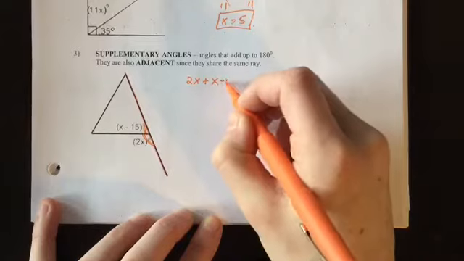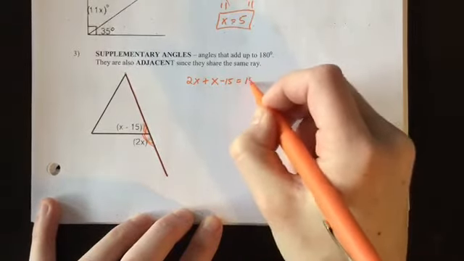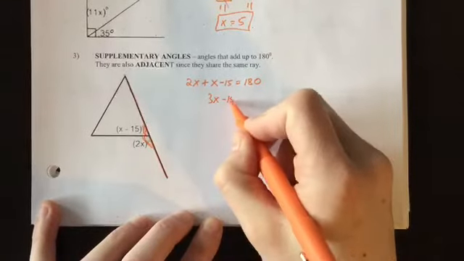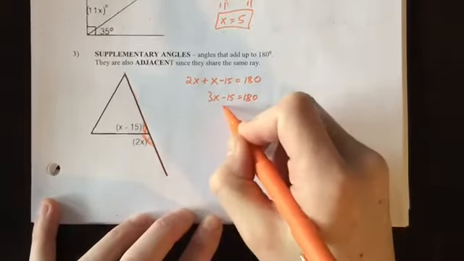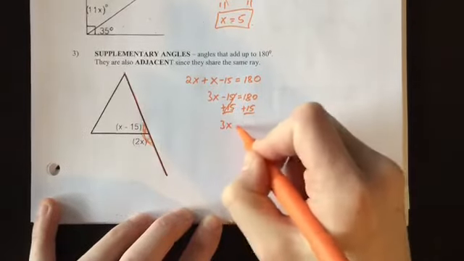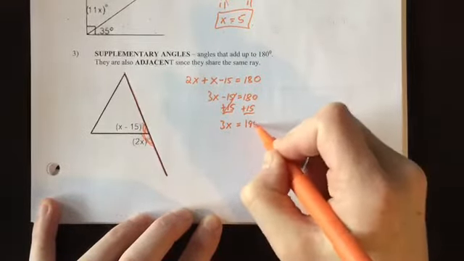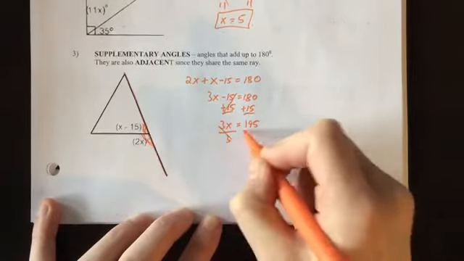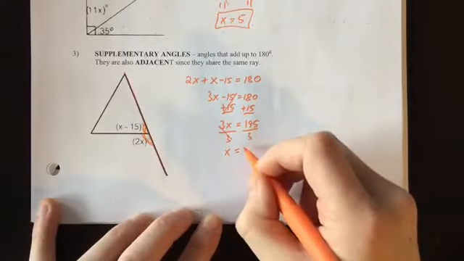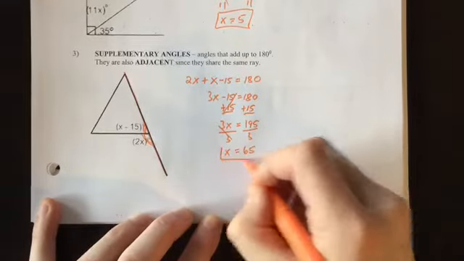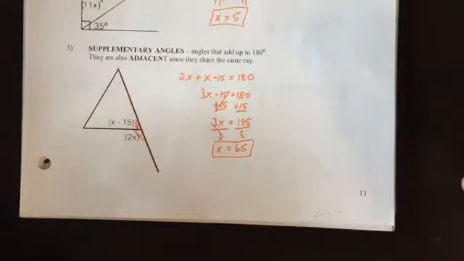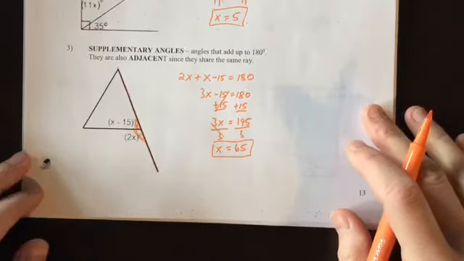2x plus x minus 15 equals 180. Combine our like terms. 3x minus 15 equals 180. Add 15 to both sides. 3x equals 195. Divide both sides by 3, and x is going to be equal to 65. Okay?